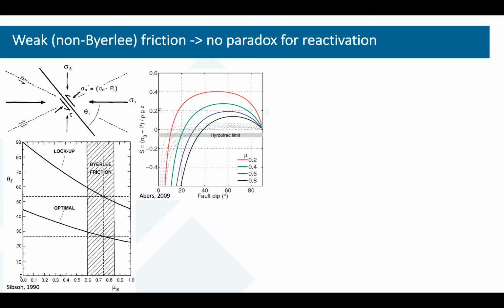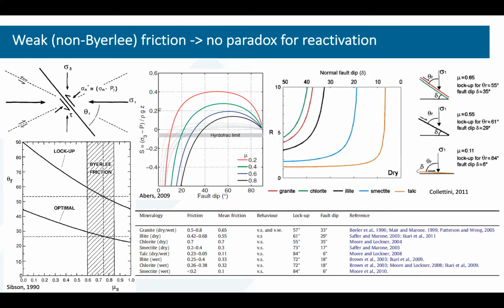But if you allow for the possibility that the friction of the fault is more like 0.4 or 0.2, then we're able to slip at much shallower angles. And faults dipping 10 to 15 degrees aren't so anomalous after all.